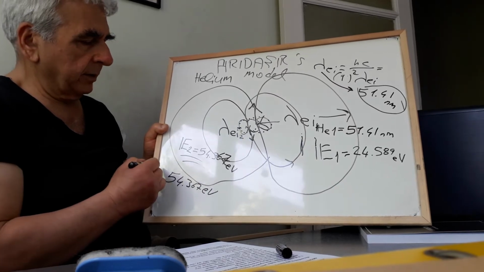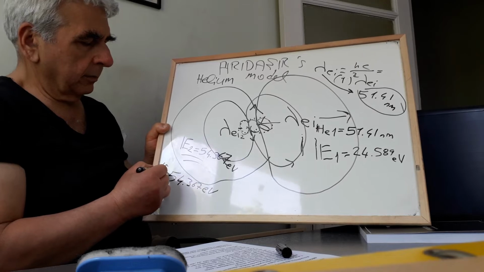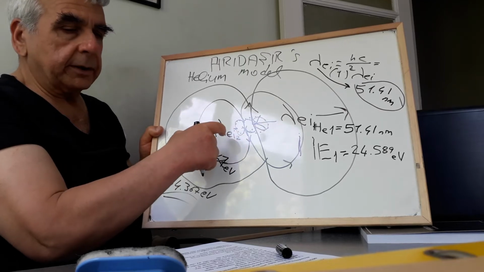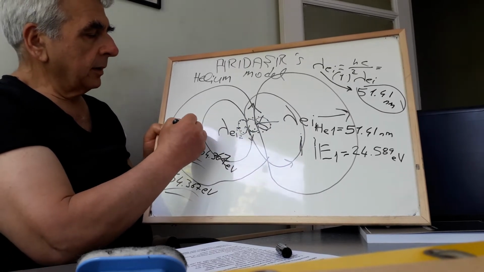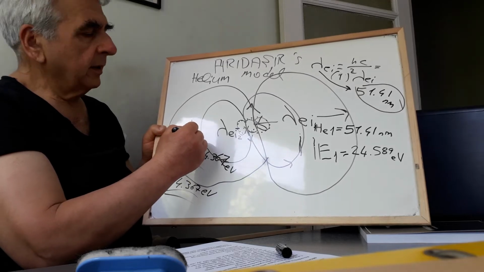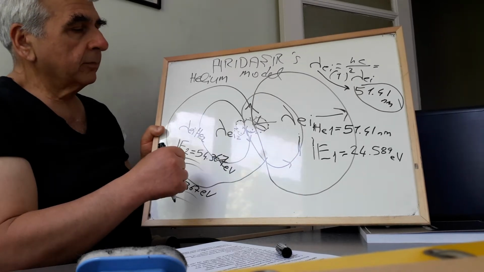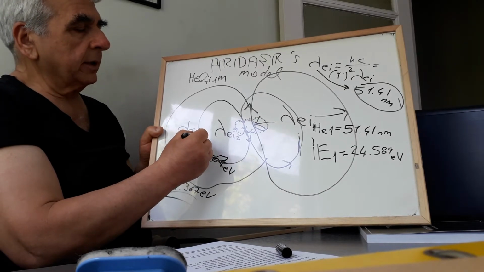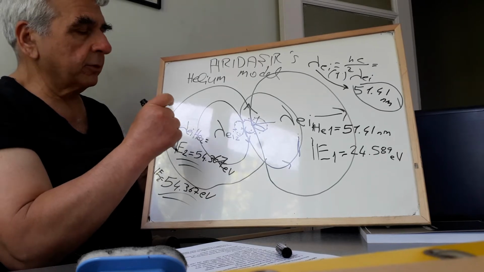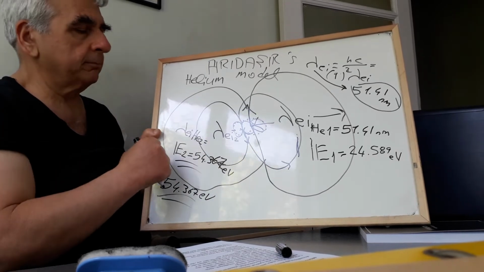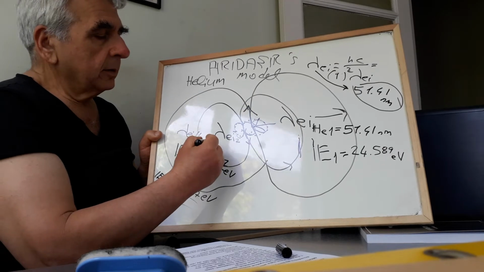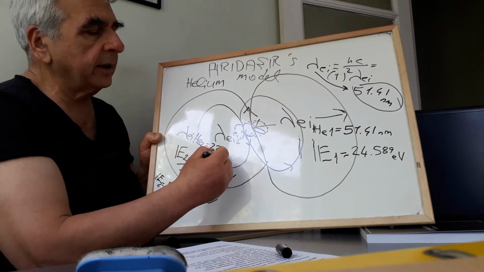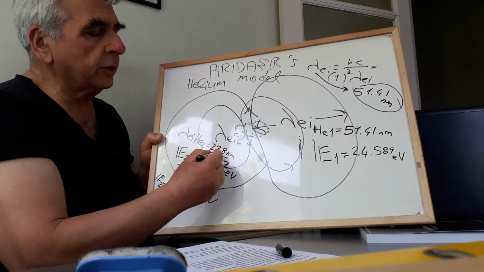$54.367 EV here for smaller electron motion form. And lambda EI, helium 2 smaller, here smallest wavelength of smallest electron motion form in helium atom, approximately 22.8 nanometer. This is so important.